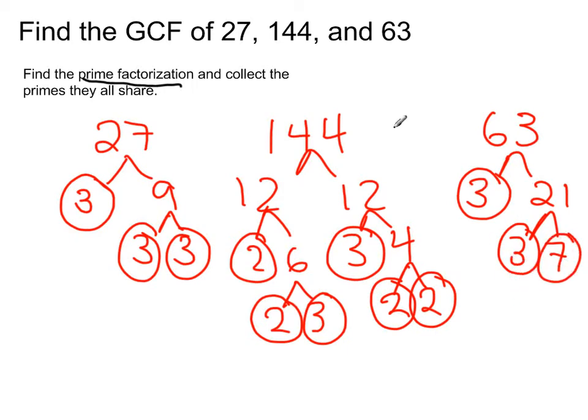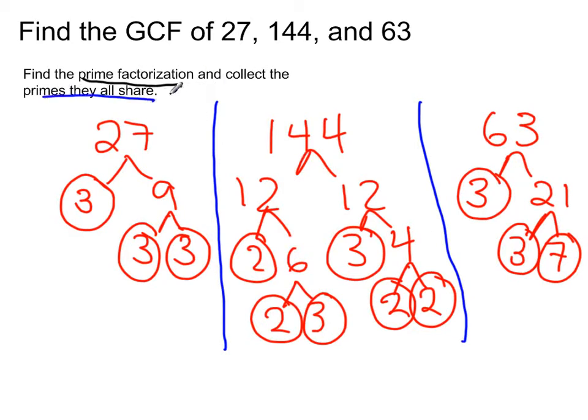Okay. And now let's go ahead. I'm going to draw a line between these because they kind of are getting close to one another. And we're going to collect the primes they all share. So we only want things they have in common. So let's see. This guy's got a 3. So for sure 27 has a 3. If 144 has a 3, we're doing good. Yep, there's a 3 there or there. Doesn't matter which one you pick. And 63 has a 3. So since all of them share a 3 in common, that is part of our GCF. But wait, if there's more that they share in common, we collect it and we'll multiply them together. Let's see if there's more.